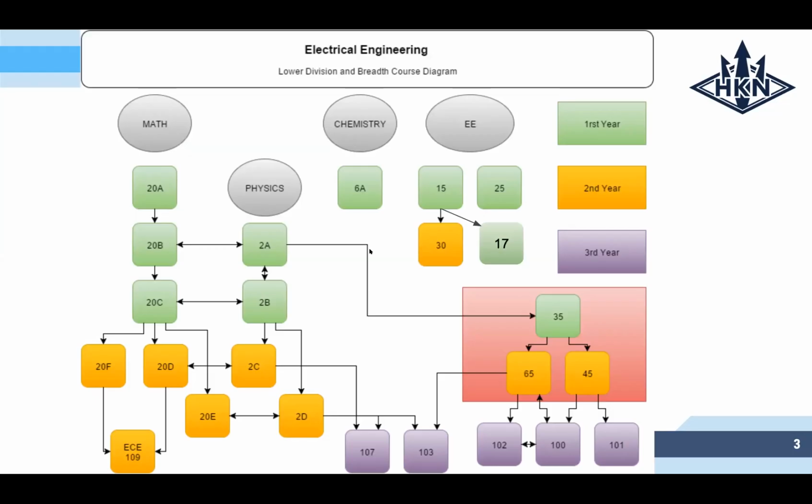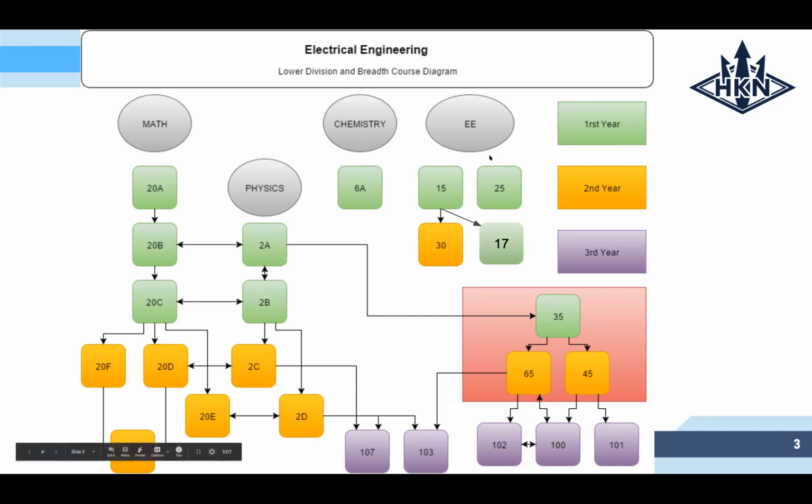So to get started, this is the list of classes that you had to take initially for electrical engineering. As you can see, there are a lot of math and physics courses. Most of them are in fact a prerequisite for the first real ECE class, which is 35. You also had to take ECE 15, 25, and 17. But 35 is really what lays the foundation for the future classes that you're going to take.